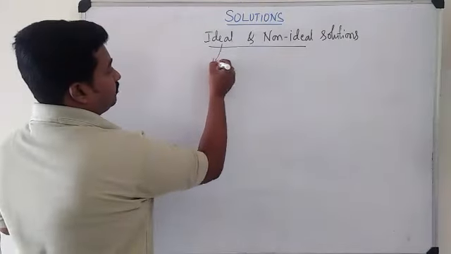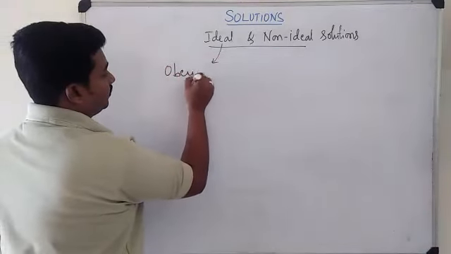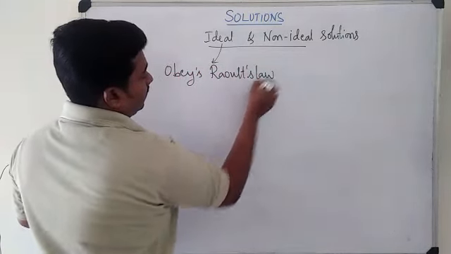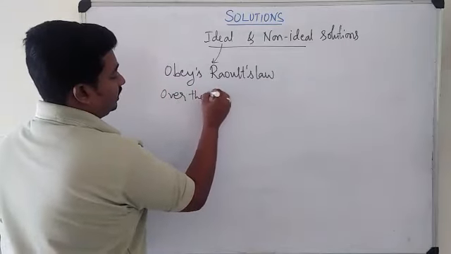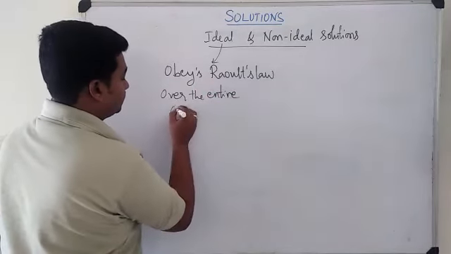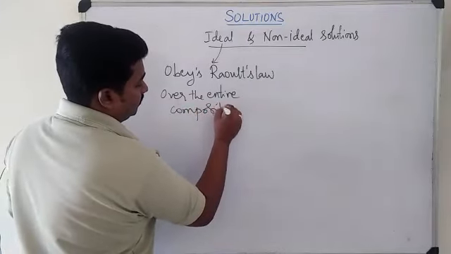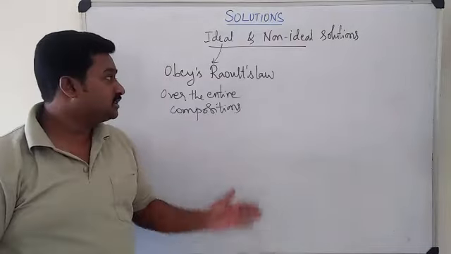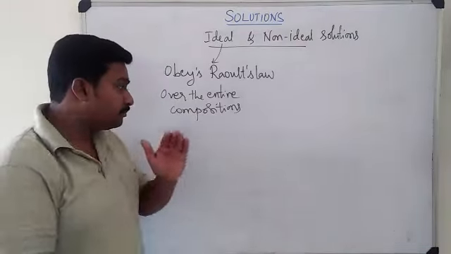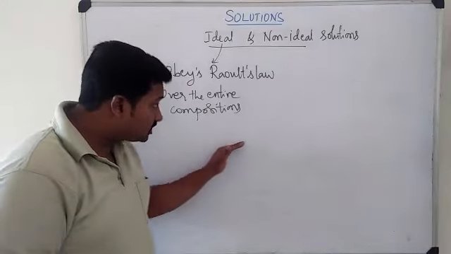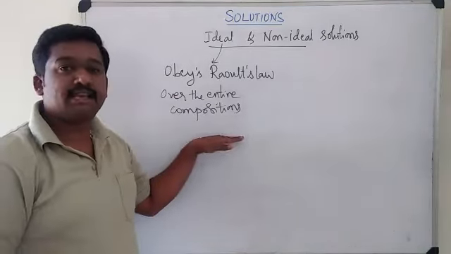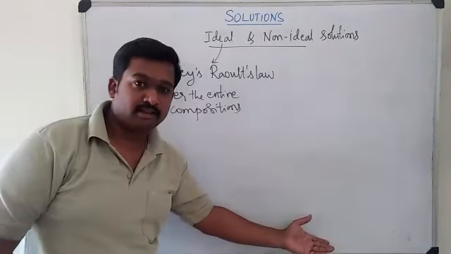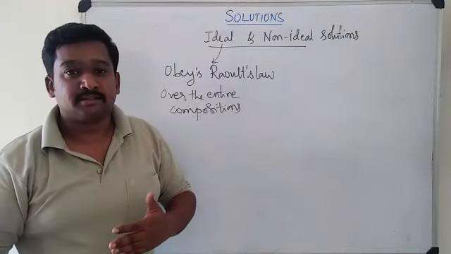An ideal solution is the one which obeys Raoult's law over the entire compositions of components. At all compositions, Raoult's law will be obeyed. That means in my previous graph, the resultant line was a straight line. If that is a straight line, it means it is according to the equation of a straight line, which means it is obeying Raoult's law in turn.